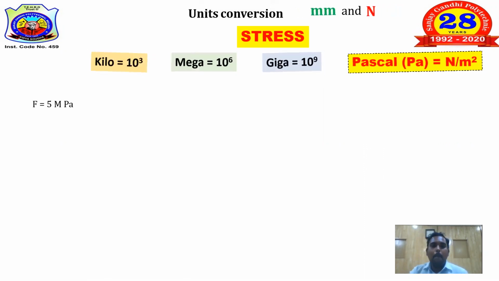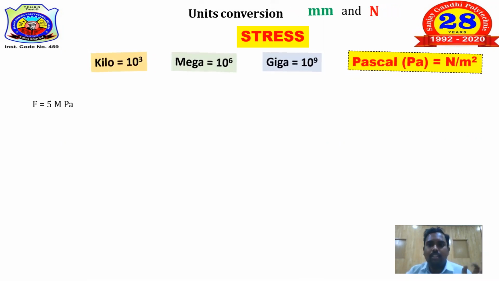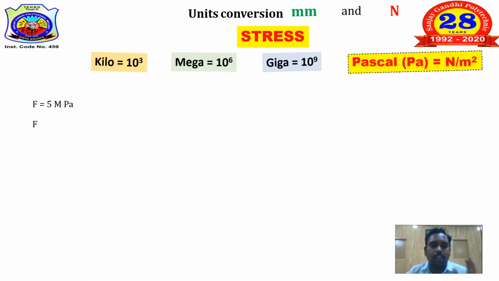Now, let's deal with the megapascal. In the previous slide, we have done with kilopascal. Now let's deal with the megapascal. Same thing, the concept is same. Instead of kilo, here we have mega. That's it. There is no difference. So F as it is, equal as it is, 5 as it is. In between 5 and mega, there is nothing, so a multiplication symbol. In place of mega, you put 10 power 6.